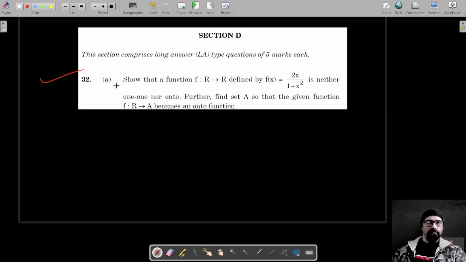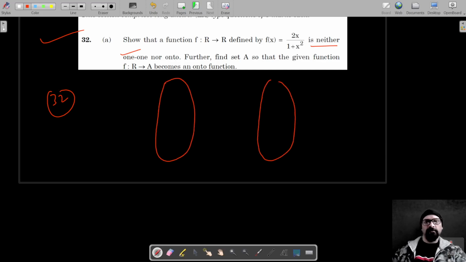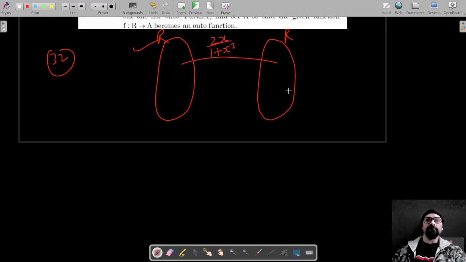For question number 32, part A, we have to show that the function f defined from real to real numbers by f of x is equal to 2x upon 1 plus x square is neither one-one nor odd. So this is question number 32, and this function is defined from the set of real to real numbers. That is, domain is the real numbers and codomain is also the real numbers. And this function is defined by 2x upon 1 plus x squared.